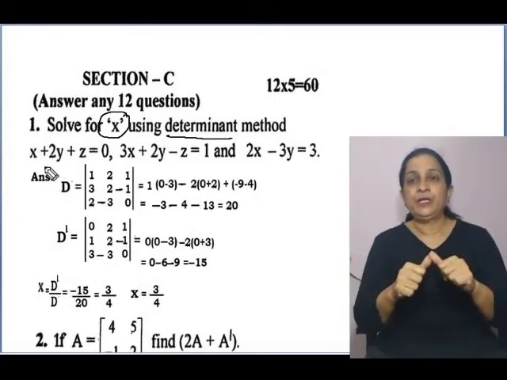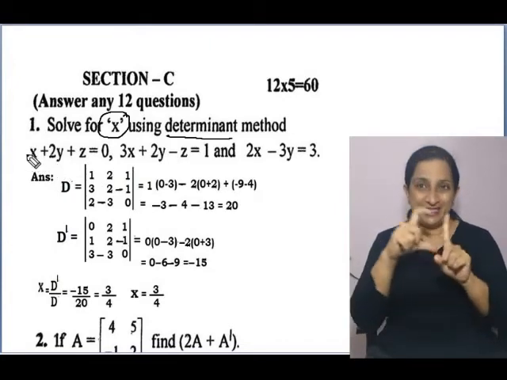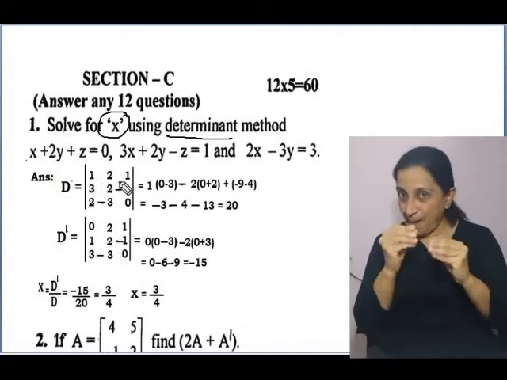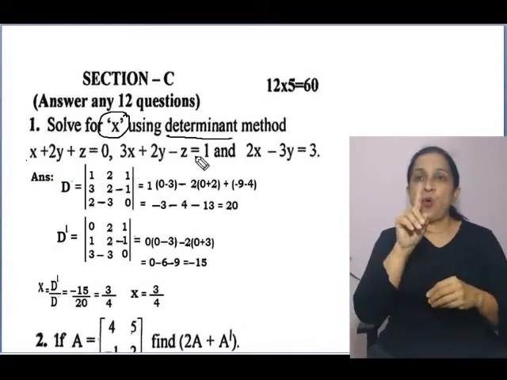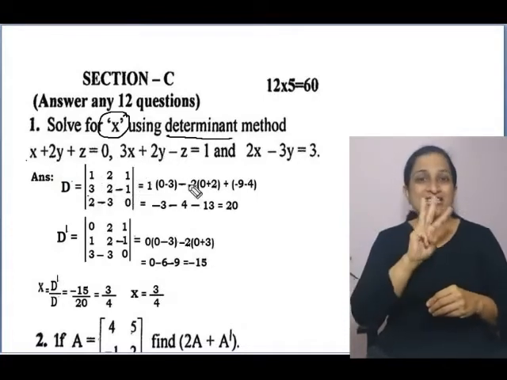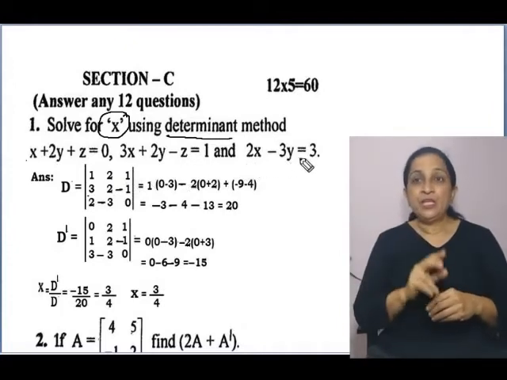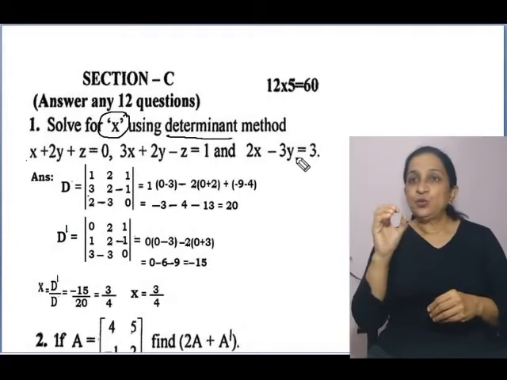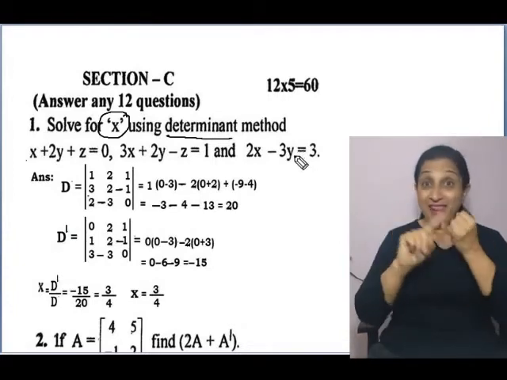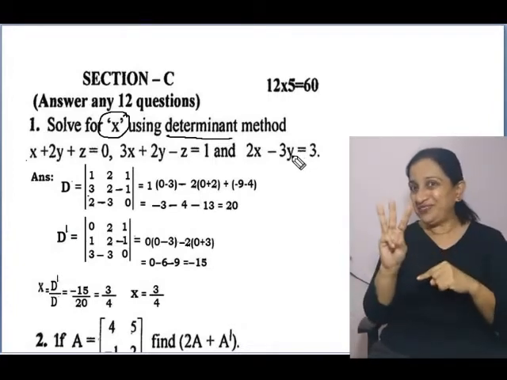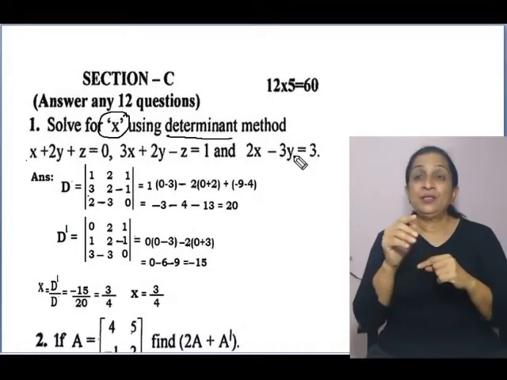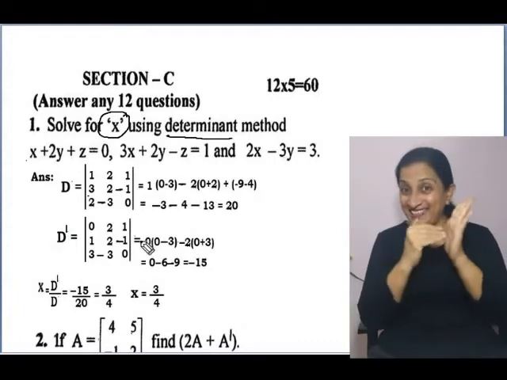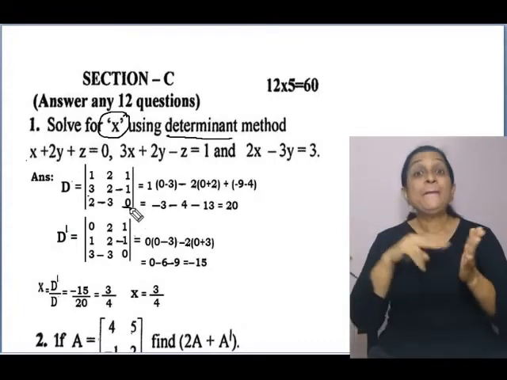So how do you put the determinant? Just put the associated coefficients of x, y, z. Here it is 1, 2, 1. Next 3, 2, minus 1. Third, 2, minus 3. And this 3 is brought to the left side, so it will become 0, because the z term itself is not there. So it will become 0. Okay, here this is 0.